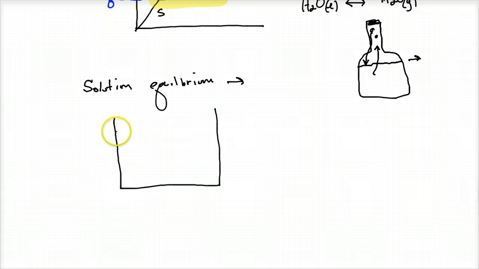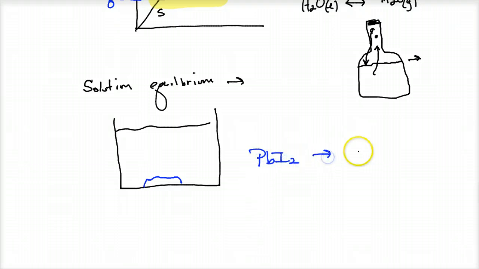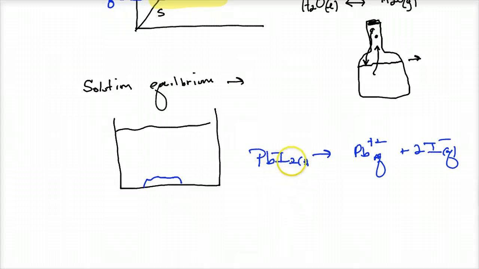If I have some solid undissolved in the bottom, let's say I have lead iodide, why not? And it breaks apart to lead plus 2 ions and 2 iodine ions. These are aqueous, and this is a solid. Well, guess what? The solid dissolves as fast as the ions reform.